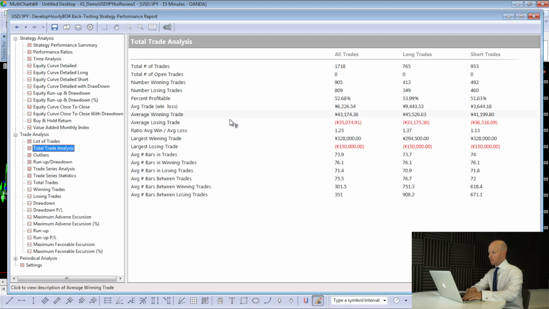And although it's been a little bit bumpy, you can see we are still making new highs, which is great. Looking at the total trade analysis, we can see percent profitable 52%, average trade is reasonably small at 6.2 thousand yen. Like I said earlier, this is only a day trading strategy. We're only holding trades for less than around 20 hours for this strategy, so we are limiting ourselves on getting a big move and hence having a big average trade. We will see an increase in the average trade when we look at the filtered strategy though.